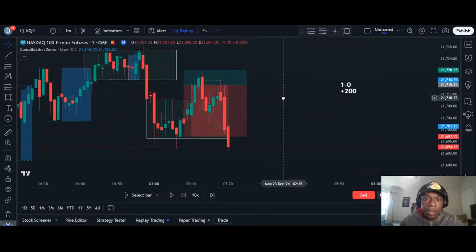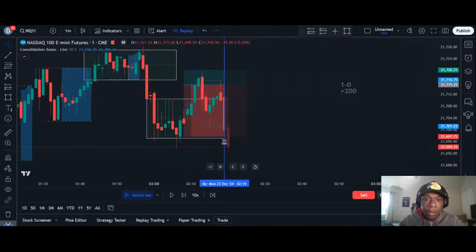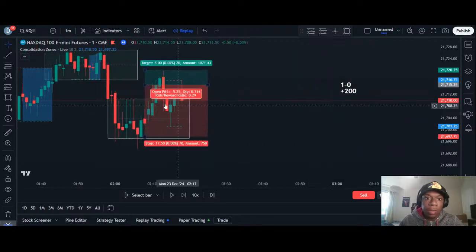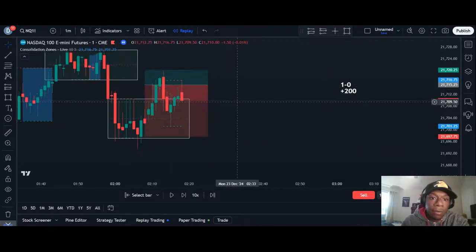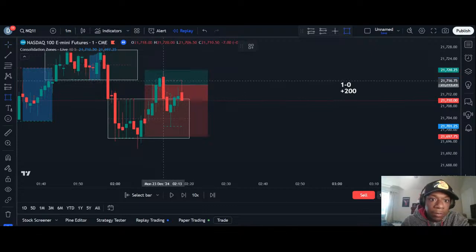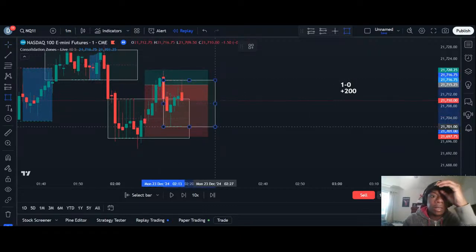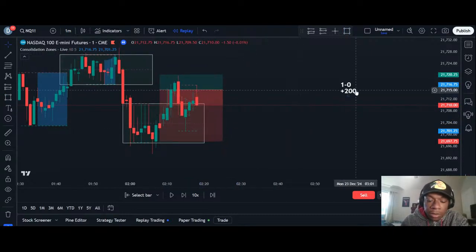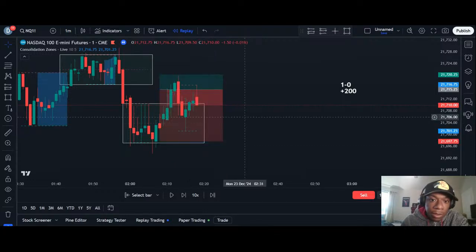Boom, we did take a loss. Keep in mind, when this trade was going, another box did form. It's important, like I said before, to not try to enter into another trade while another trade is going. If this was live trading, this would just be a loss day and I'd be done trading. But we're just getting some good practice reps in.